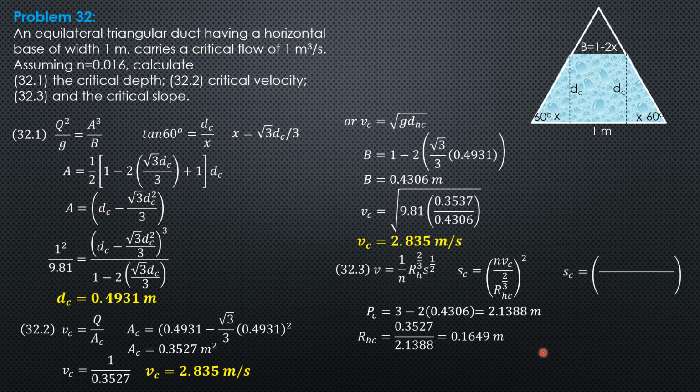So substitute. S sub c equals the quantity 0.016 times 2.835 over 0.1649 to the 2/3, squared. So critical slope is 0.02275.